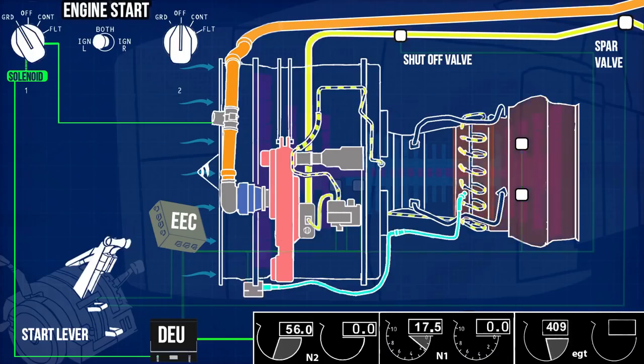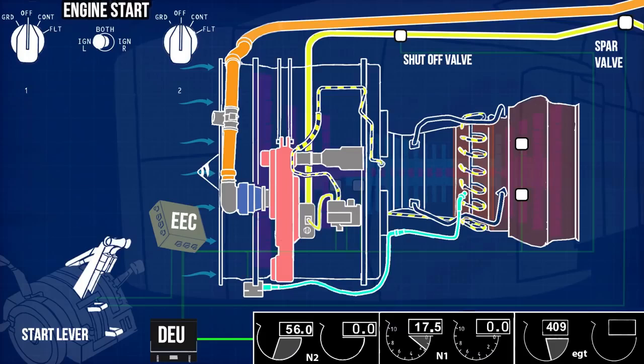At 56% N2, the engine reaches a self-sustainable level. The DEU removes the ground from the start switch solenoid, and the switch goes to the off position. This removes the power to the start valve, which closes to stop the pneumatic supply to the starter. The reduction in pressure reduces starter speed, which disengages the clutch, isolating the starter from the engine gearbox rotation. As the temperature inside the combustion chamber is enough for continuous fuel-air mixture ignition, the EEC deactivates the ignition system. Now the engine has reached the idle stage.